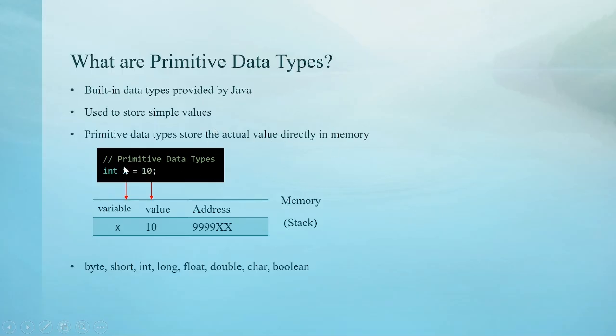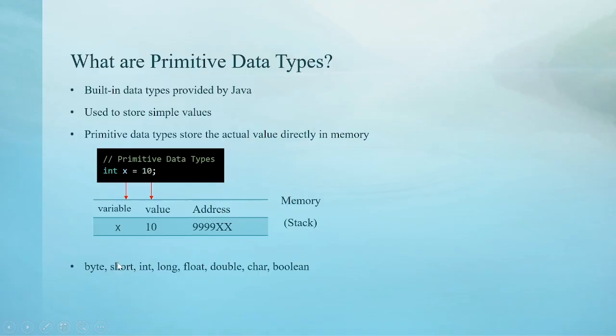For example, I have declared a variable called x and the value is 10. This 10 is a whole number, so I have taken the data type as int. The variable is x, the value is 10, and this value will be directly stored in the memory called the stack. This is the address.